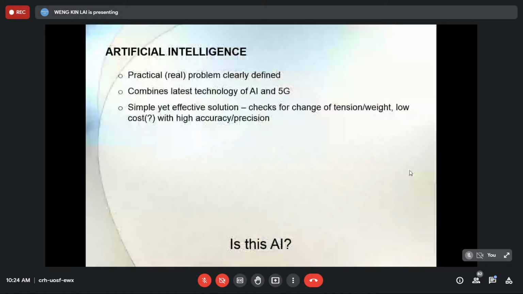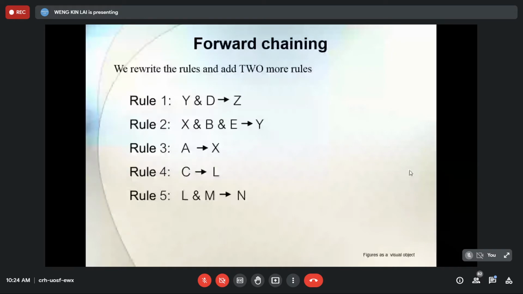So now we add two more rules, which is rule number 4 and rule number 5. If C is true, then L is true, right? This is what we call shorthand for writing the rules. Actually, we don't need to show the if and the then part. The then part is represented by an arrow. So if C is true, then L is true.